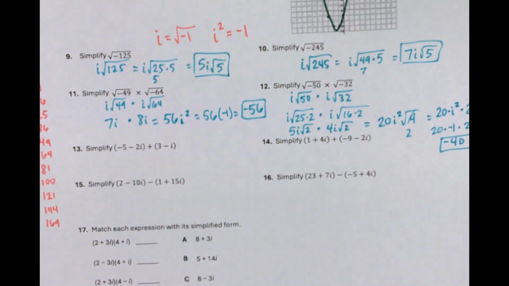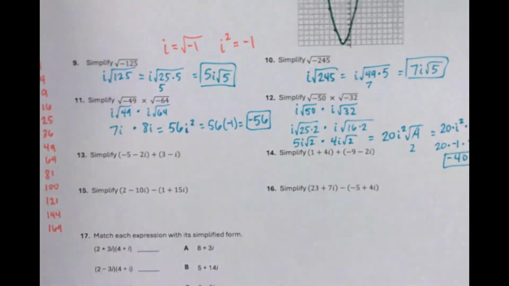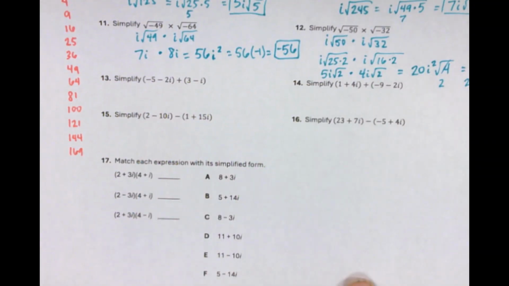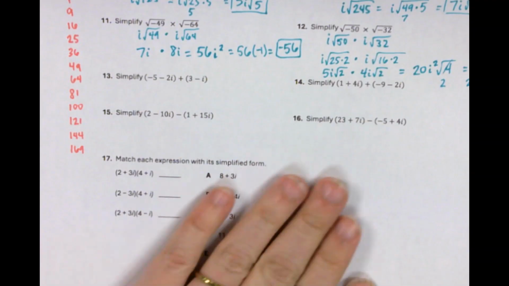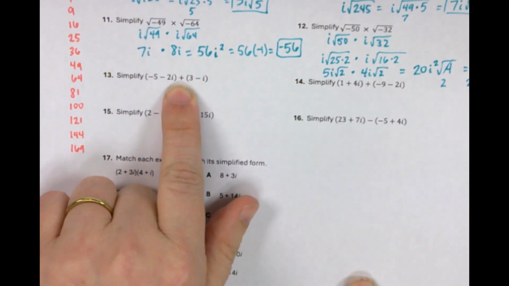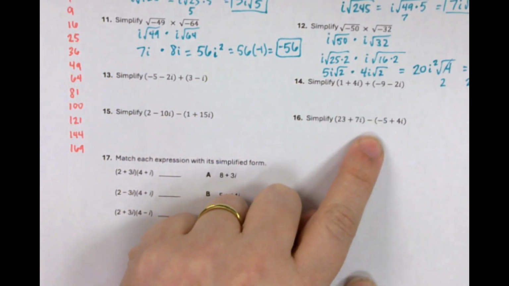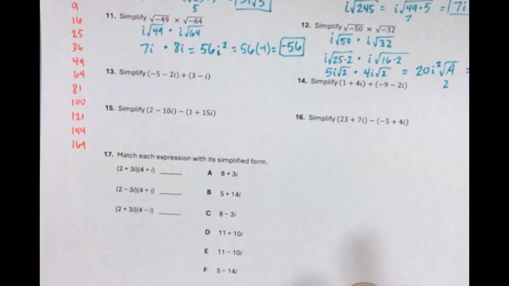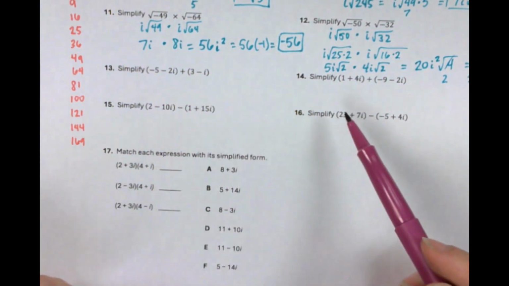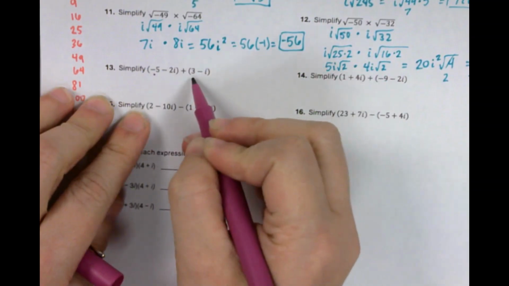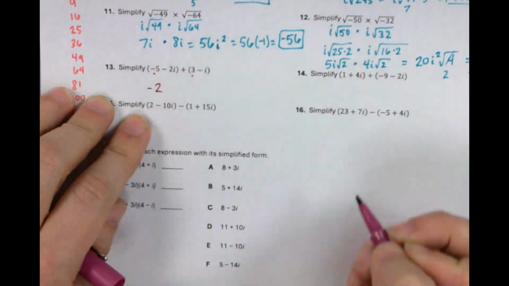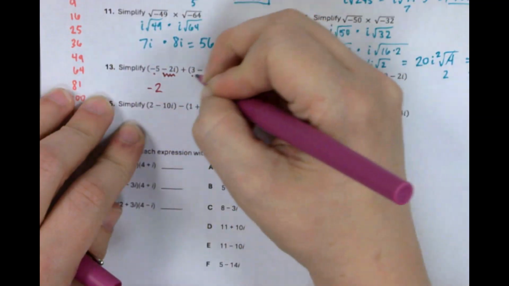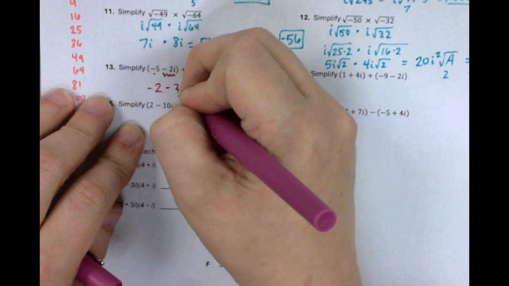These next 4 problems are my favorite, even though people get them wrong all the time, because we are not multiplying a single thing here. When you look at 13 through 16, we do not see a single multiplication sign, and in fact, we see addition, subtraction, and subtraction. So we are basically combining like terms. So we have negative 5 plus 3 is negative 2. And negative 2i plus negative 1i is negative 3i.